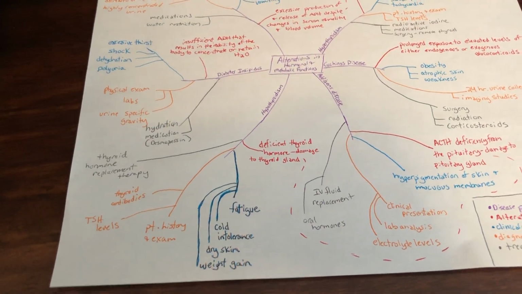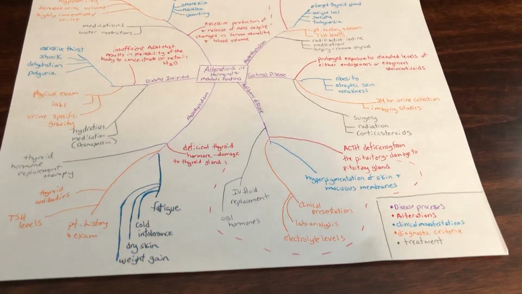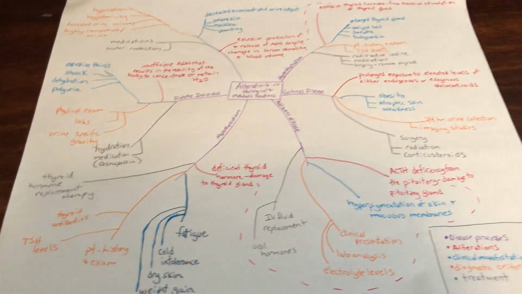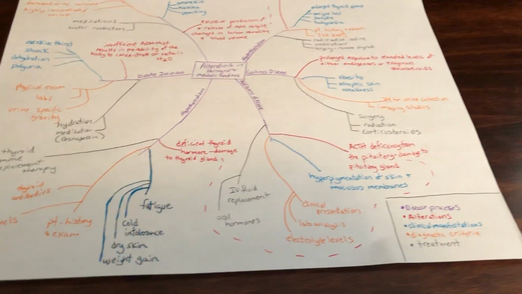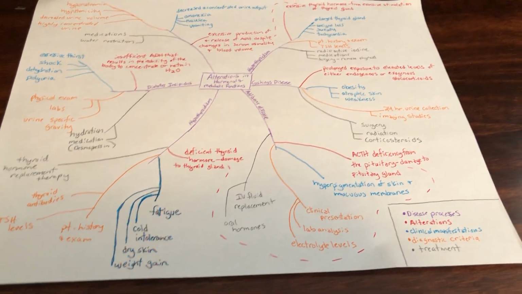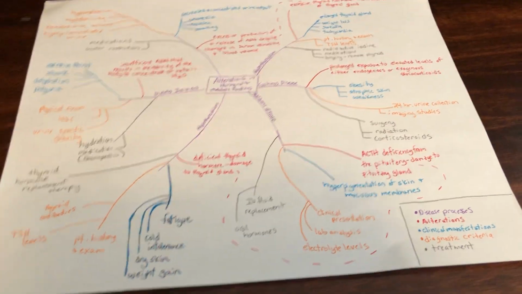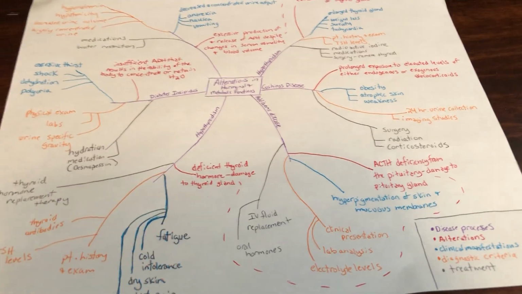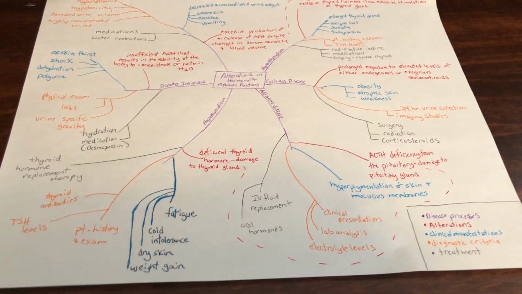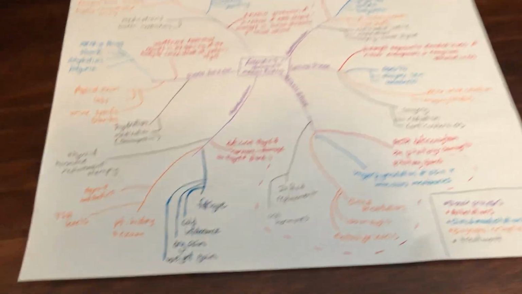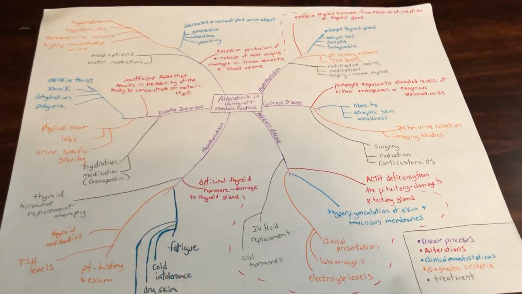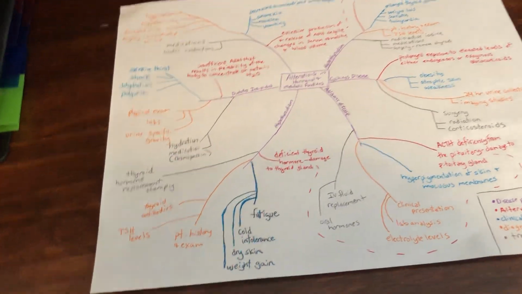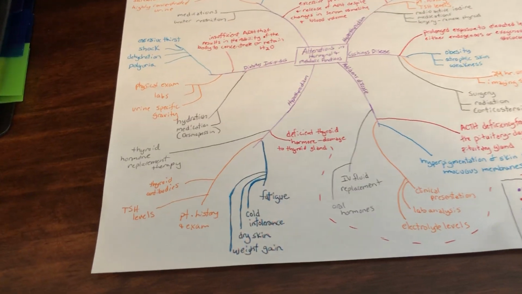And then the blue, or teal colored, those are all the different clinical manifestations that we see with those different diseases. And then the orange color are the different diagnostic criteria that they use to diagnose the diseases. And then the black are the different treatments for each of the diseases. I think this week color coding it definitely helped, so I'm glad I did that.